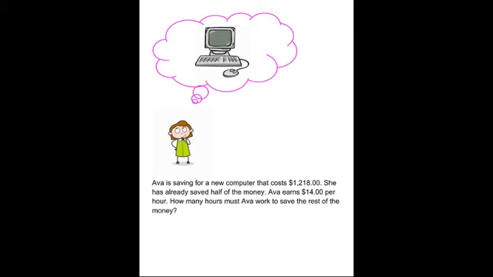Ava is saving for a new computer that costs $1,218. She has already saved half the money. Ava earns $14 per hour. How many hours must Ava work to save the rest of the money?